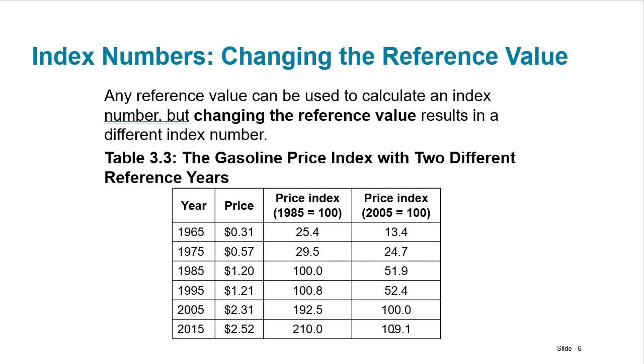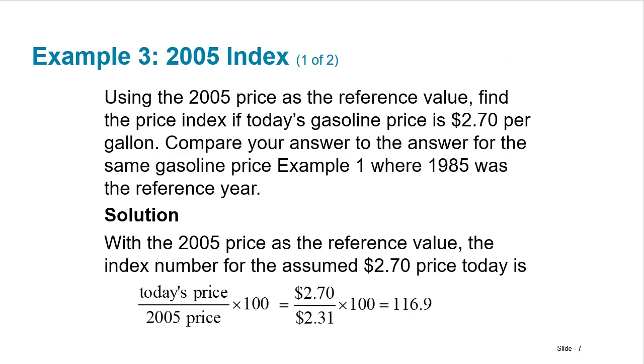And then 2015 is only 9% more, instead of saying it's 110% more. It's 210% of what it was, which is 110% more, because that's how much more than 100%. So it all depends on what your reference value is, right? Where are you comparing things to?